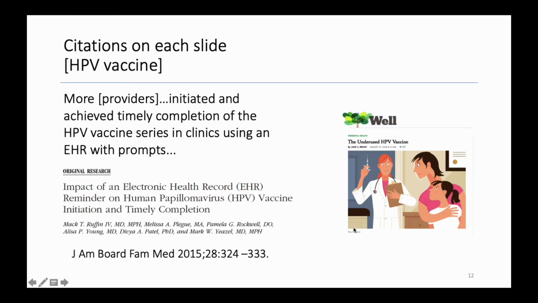This is an example of that. Here's a study of prompting providers to give patients HPV vaccine. It clearly works. And here's the title of the article, and here's the citation. And all of us, when we're giving our presentations to whatever group, always put the citation on the slide.